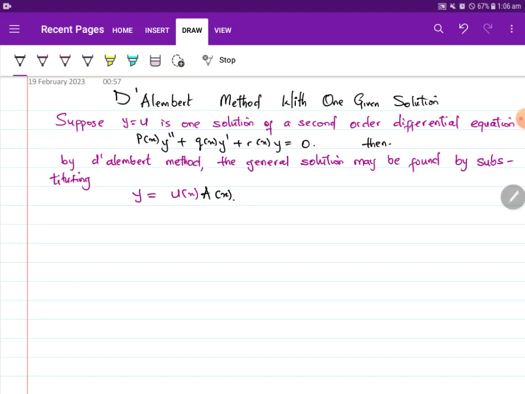Here we'll be looking at one of the methods we use to solve second order differential equations, and the method is called the d'Alembert theory. Some call it the Lambert, but I call it the d'Alembert theory. Are you with me? Or the d'Alembert method of solving second order differential equations.